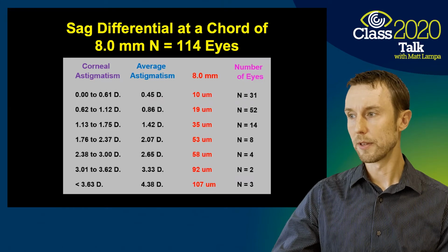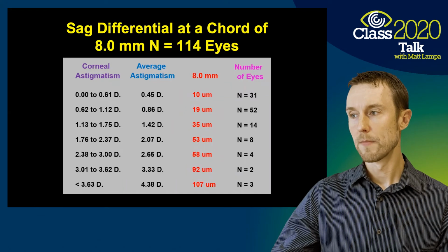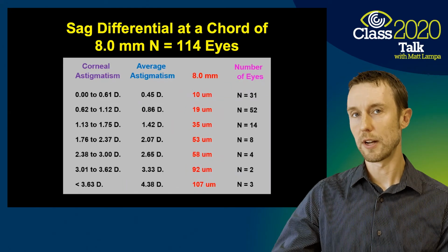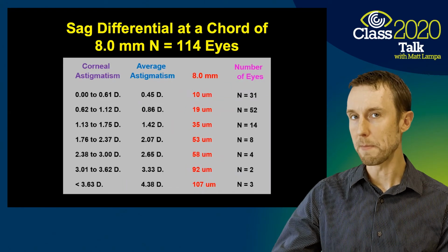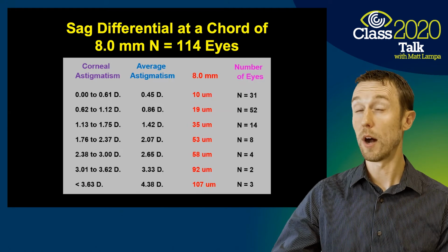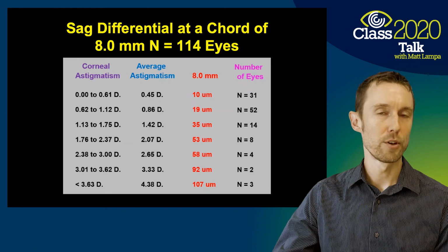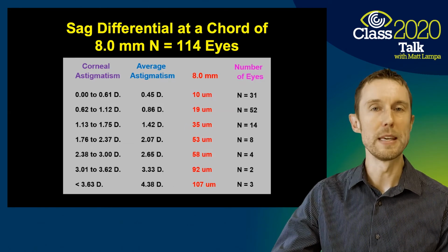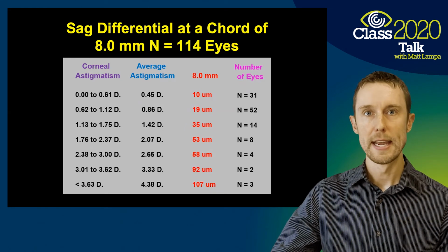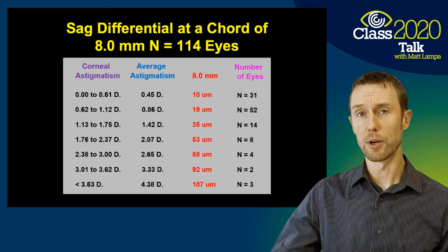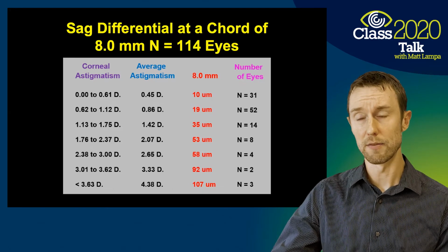So what Dr. Turpin set out to do in these 114 eyes is measure the sagittal height differential at that 8 millimeter chord. Now again, why is 8 millimeters chosen? That's the point at which the average orthokeratology lens begins to land on the eye. And that's where we're going to want to respect that landing of the lens.